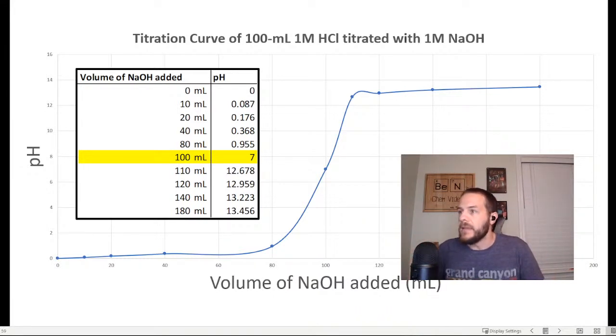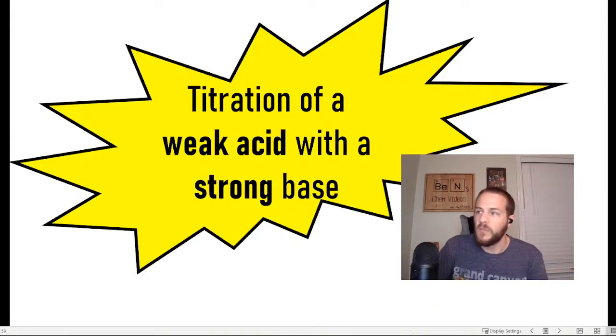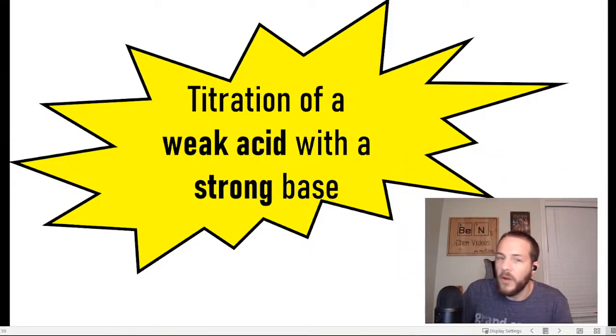And we're going to see that the calculations are significantly more complicated because, again, for a weak acid, you don't have a full conversion from reactants to products. You have a partial conversion characterized by an equilibrium constant. So we have to invoke that into our calculations, right? So what we're going to be doing is titrating a weak acid with a strong base. Very excited about this.